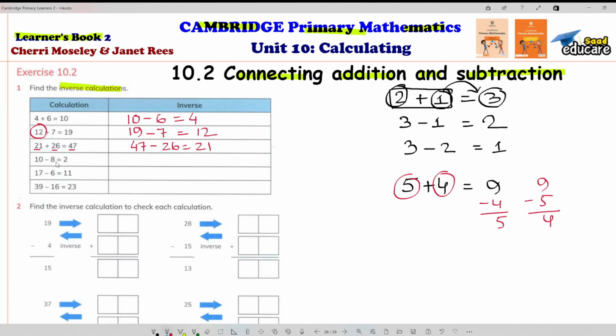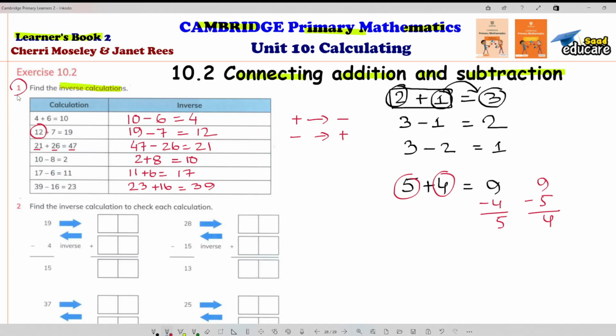Again 10 minus 8 equals 2. Now inverse: once you see plus it will become minus, and once you see minus it will become plus. It means 10 minus 8 equals 2, so 2 plus 8 equals 10. Similarly, 17 minus 6 is 11, so 11 plus 6 is 17. And finally 39 minus 16 is 23, so 23 plus 16 is 39.